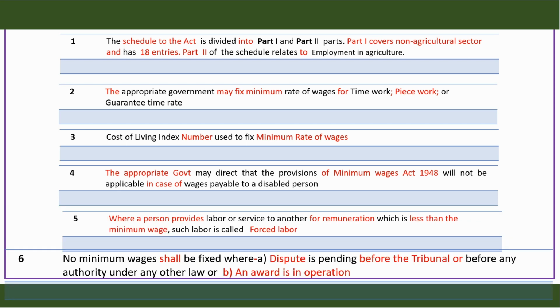When a government or the authority fixes a minimum wage, there are two occasions where they have to wait. One, where a dispute is pending before the tribunal, one cannot tinker with the minimum rate. Second, when an award is in operation, the existing rate has to continue.